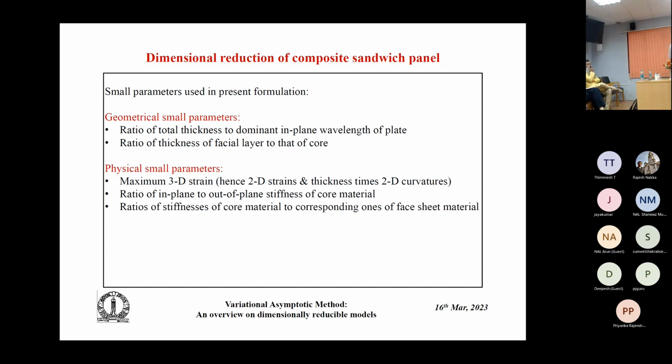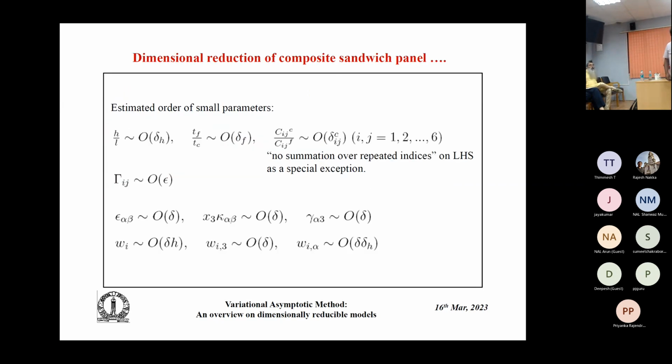But here the core is very much larger than the face sheet, so the second also has been used. In the physical parameters, it can be the strain, or it can be other aspects like the ratio of in-plane to the out-of-plane stiffness of the core, and the last two have been used only for the sandwich. Otherwise, generally the first one is sufficient for the plate-like structure. So these are the orders which have been estimated, where delta here does not stand for the conical delta. It is only used for symbol purposes.